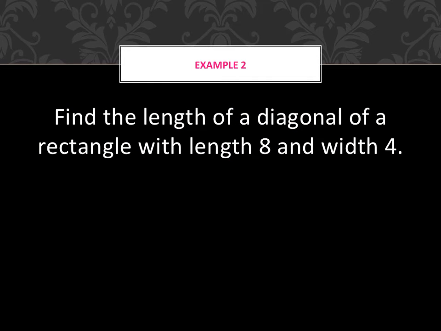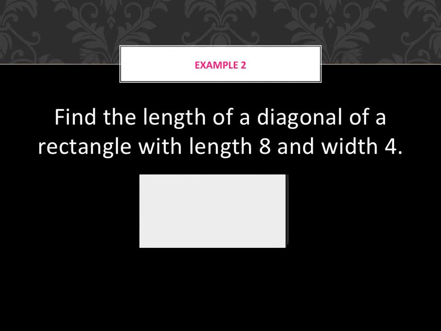Okay, example 2 says find the length of a diagonal of a rectangle with length 8 and width 4. So first thing is we're starting out with a rectangle, right? It says length is 8, width is 4. If I want to find the diagonal, you can go from either corner to the other. Okay, that would be one of the diagonals. Again, I can go top left, bottom right, or top right, bottom left, doesn't matter, right?